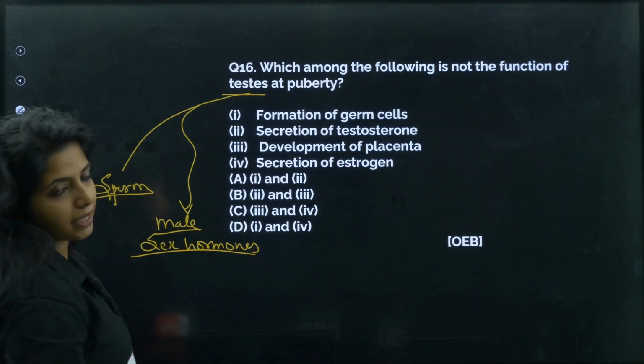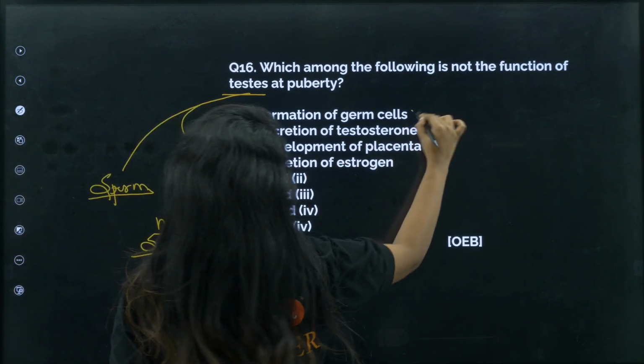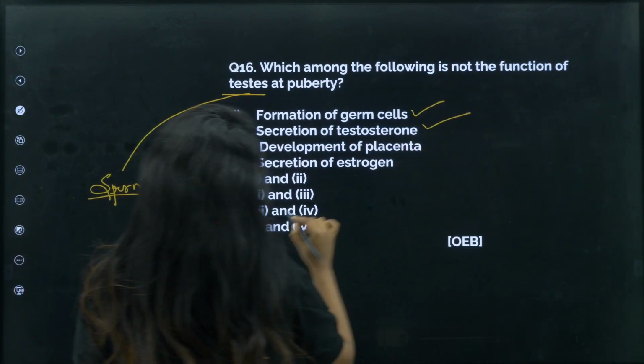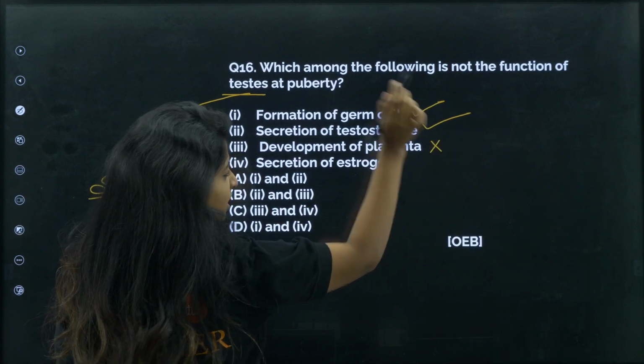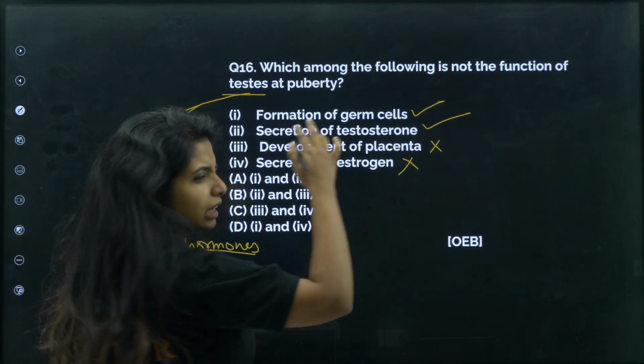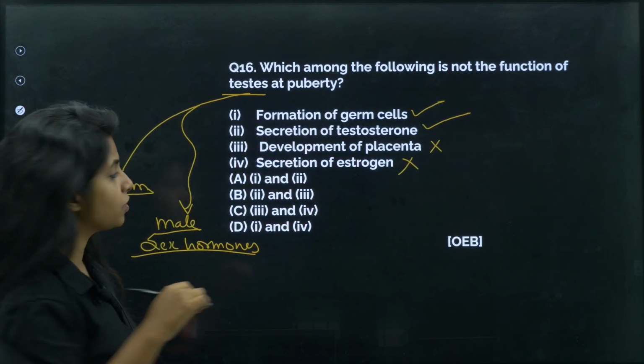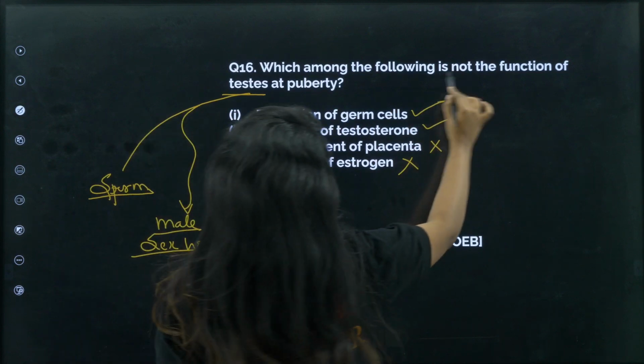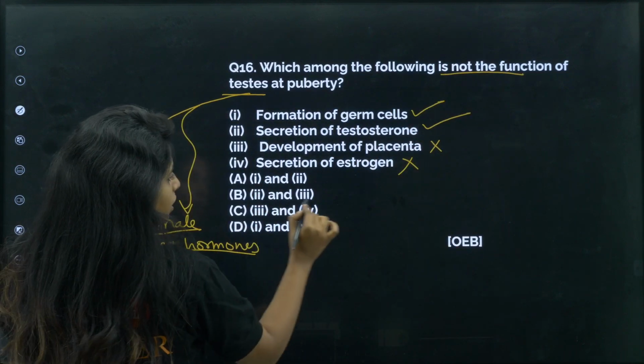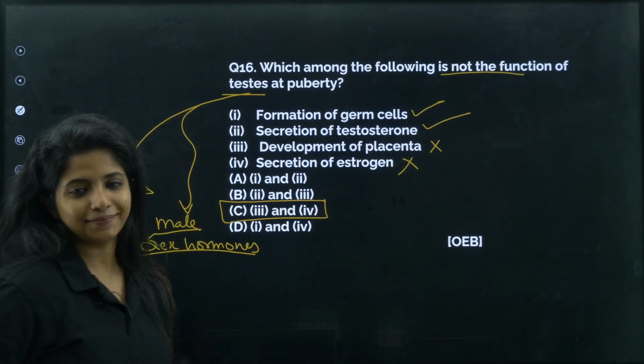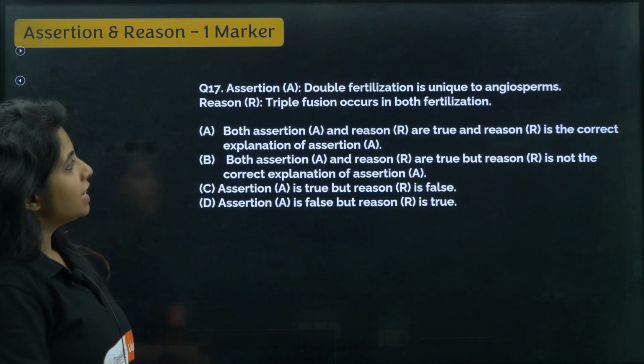Production of male sex hormones. So formation of germ cell is correct, secretion of testosterone is correct, development of placenta is done in the uterus, secretion of estrogen, again it's a hormone, it's female, it happens. So basically I will say what is not the function, children: 3 and 4 are not the function. Cool.